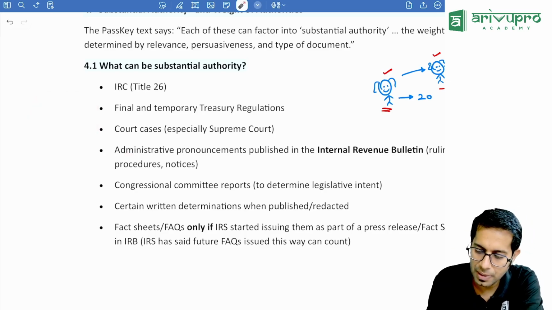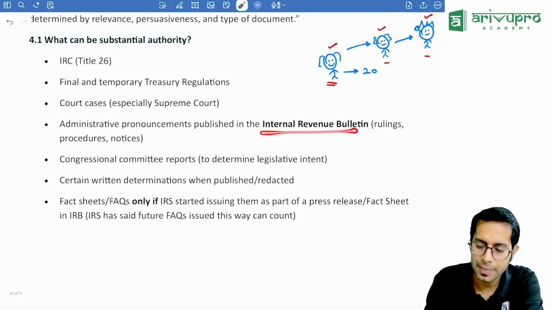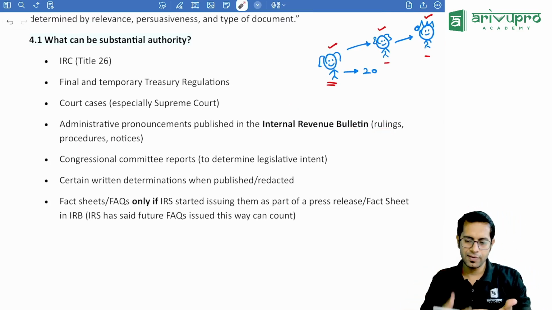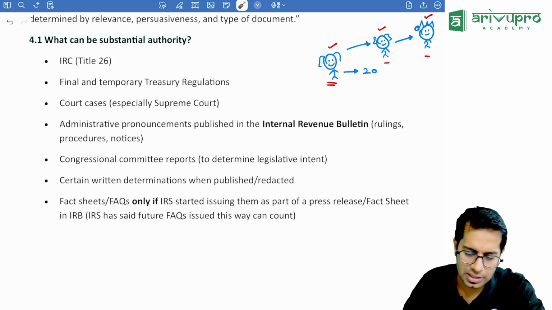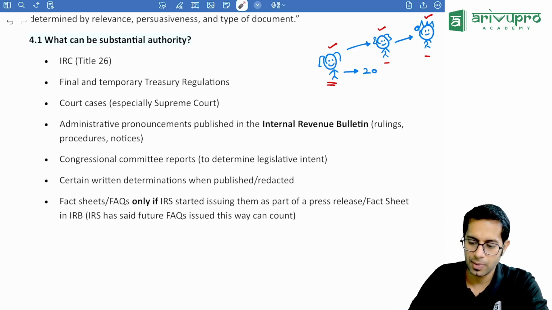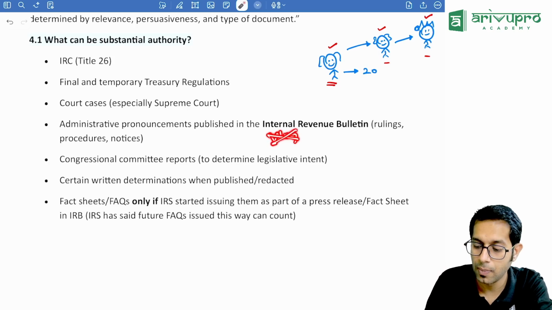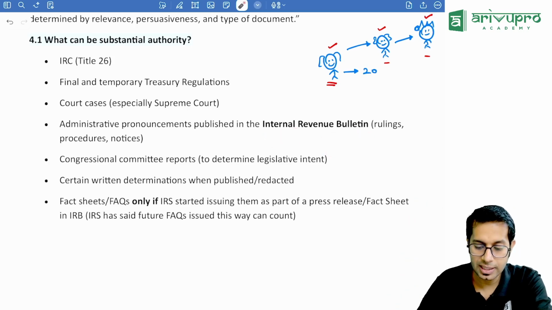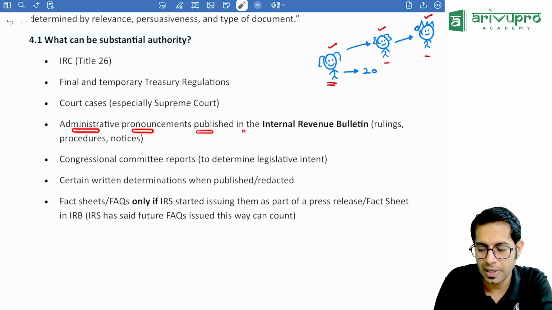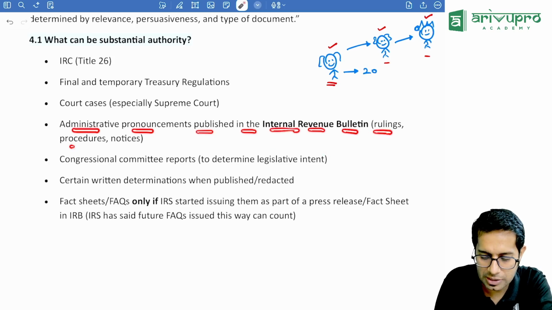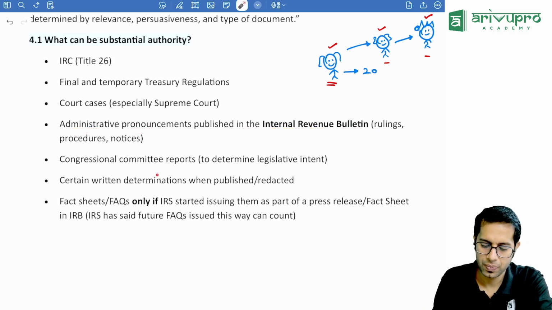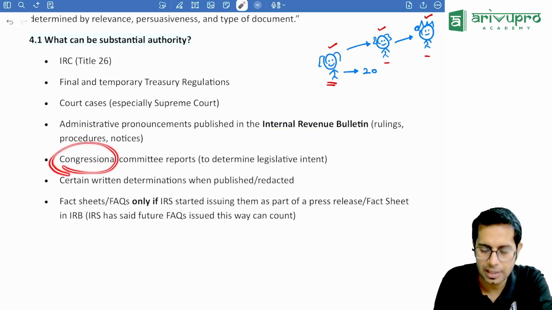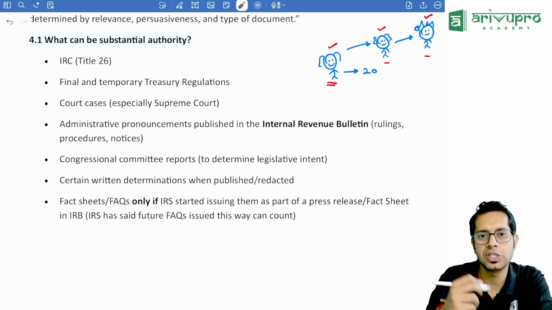Administrative pronouncements published by IRB, Internal Revenue Bulletin: rulings, procedures, notices. So they will give a bulletin, just like nowadays blogs are very famous, wherein people write bulletins, etc. Just like that, the administrative pronouncements published in the IRB are rulings, procedures, and notices. Then congressional committee reports. They have their own committee, and the report is given by that committee.